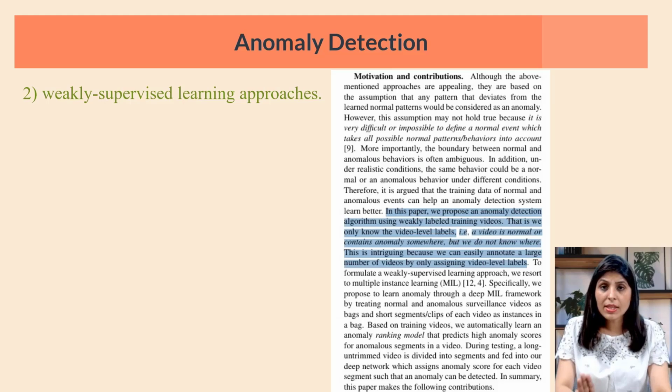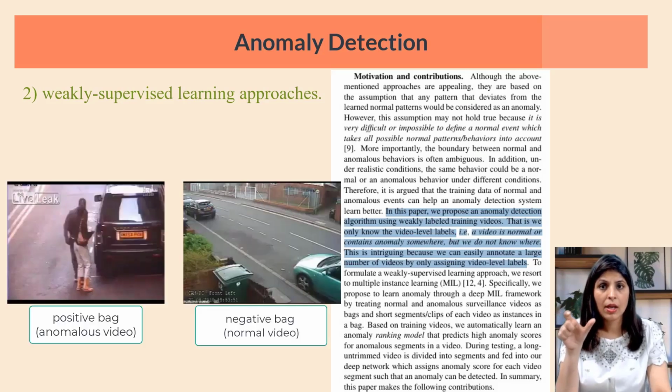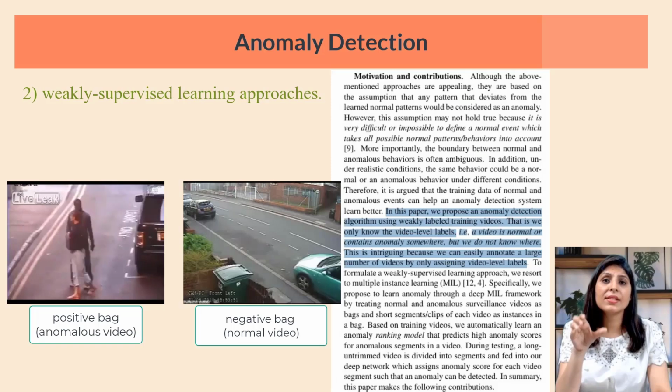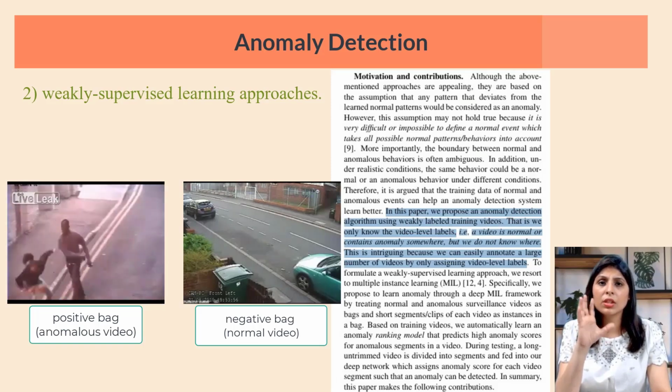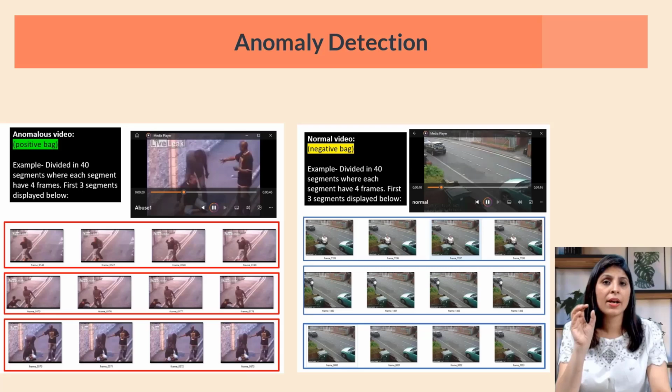Okay, so in this approach they treat the entire video as a bag. Each video is a bag that contains multiple instances or segments. Think of a bag as the entire video, and instances or segments as the small parts of the video, like some frames or a short clip. Instead of precisely labeling each segment, they label the entire video as normal or anomalous without specifying where in the video the anomaly occurs.